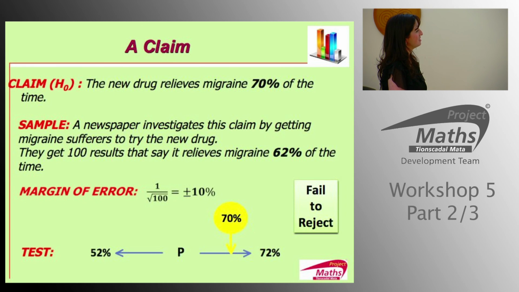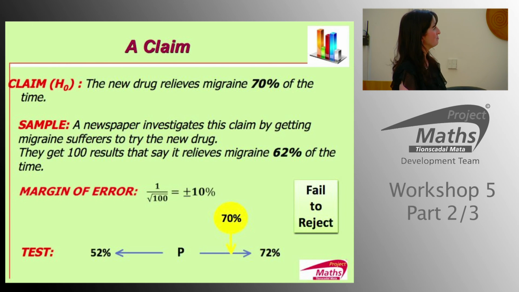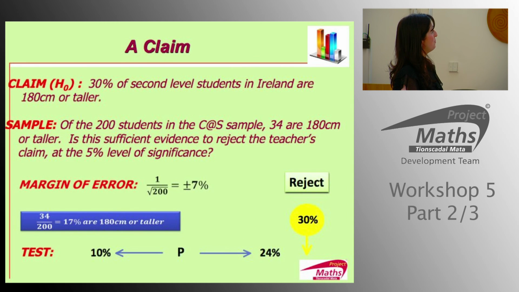So the 70 is there, and what we have done is, we haven't proven them right, but we've failed to reject the claim. Okay, so we failed to reject that claim. Okay, we'll just look at one more.